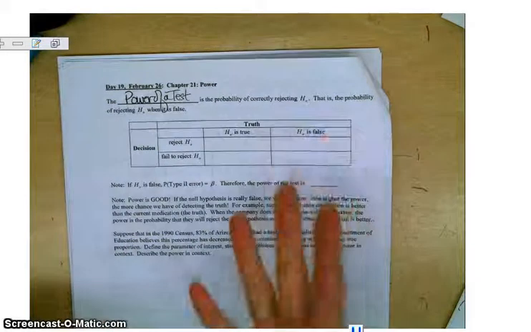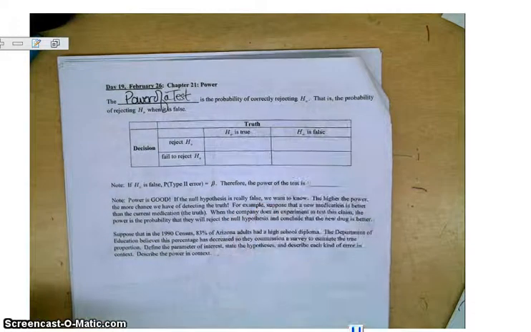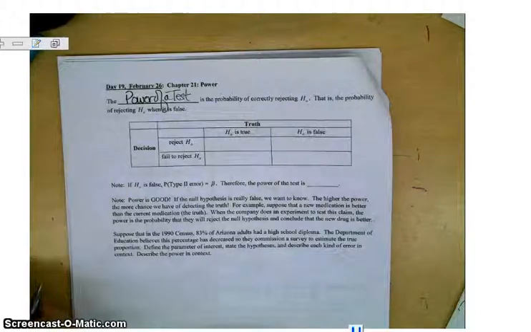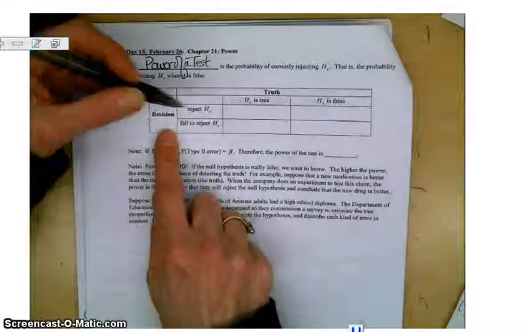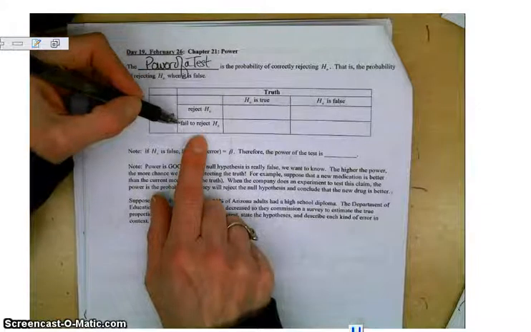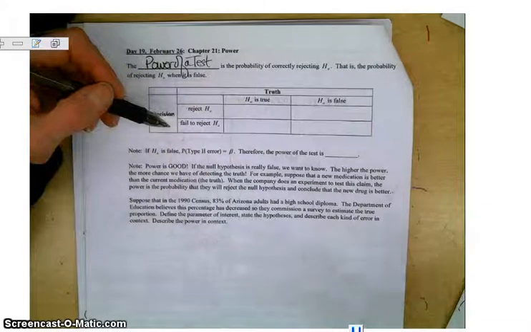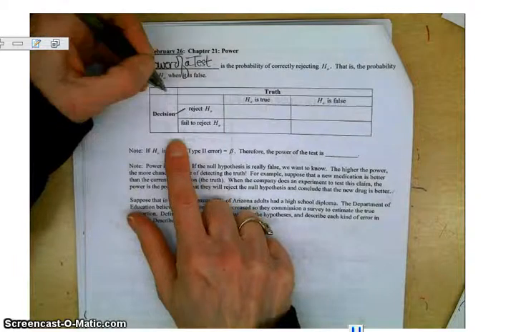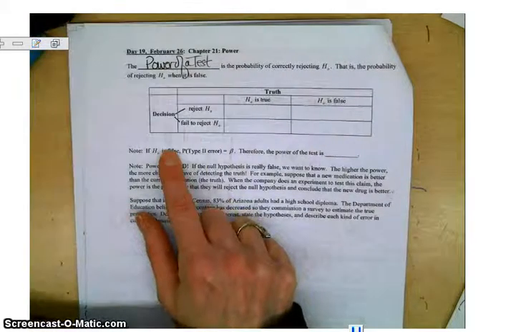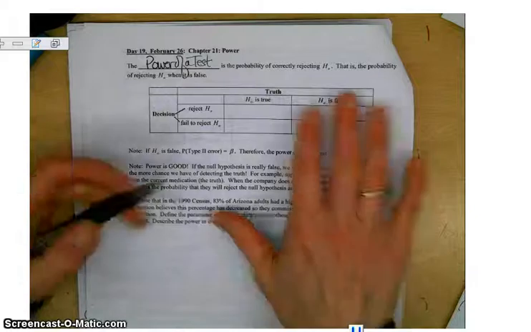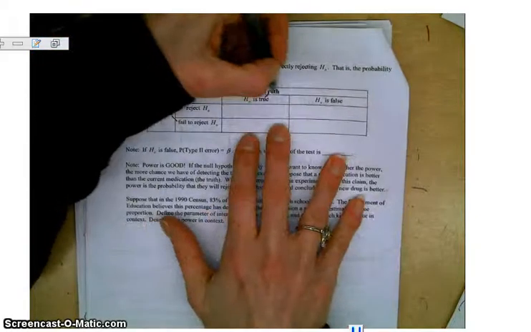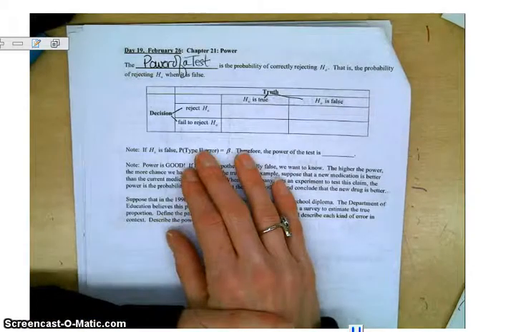So this is a truth table. If we offered a logic class, you'd make a lot of these truth tables. So this is your decision. I either reject the null or fail to reject the null. So what you decide at the end of doing your hypothesis test, your decision is either to reject the null or fail to reject the null. The truth, the reality, is one of two things. The truth is that either the null is true or the null is false.